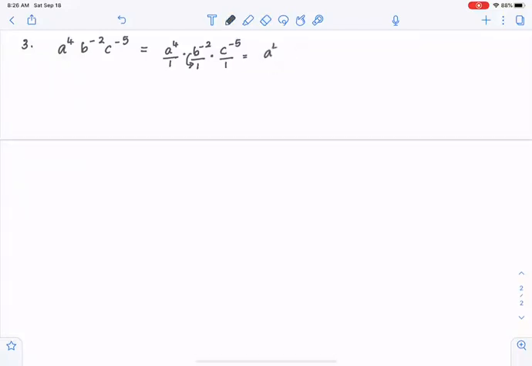So a raised 4 divided by 1 multiplied by 1 over b squared multiplied by, move c raised negative 5 to the denominator, we get c raised positive 5. So we will have a raised 4 divided by b squared, c raised positive 5.